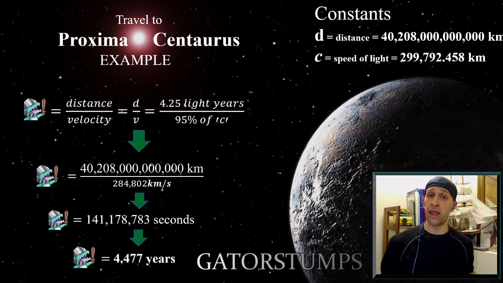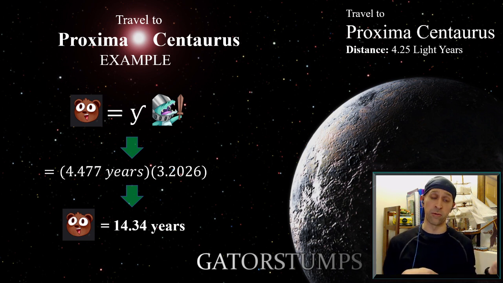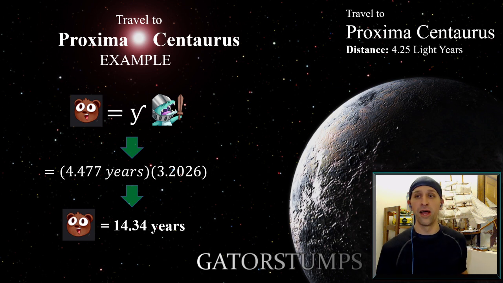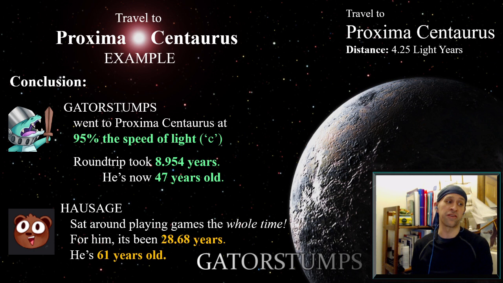So now that we know that Gator only ages 4.477 years, let's see what happens to Hostage in that time. In the same amount of time, when you take the gamma number, which we've figured out, and you times it by the amount of time I'm gone, in the time I only age 4.47 years, Hostage ages 14.38. Hostage got old quick. So, breaking those numbers down, here's how it works.